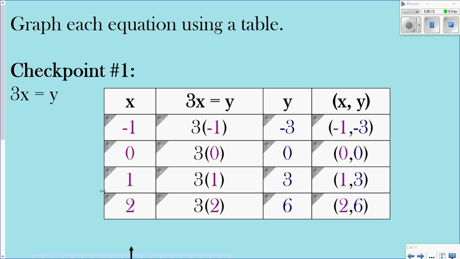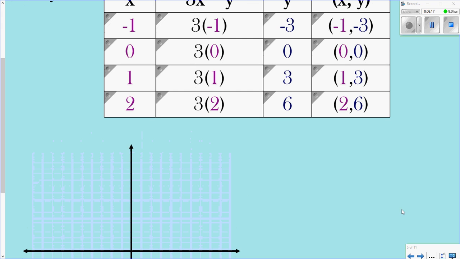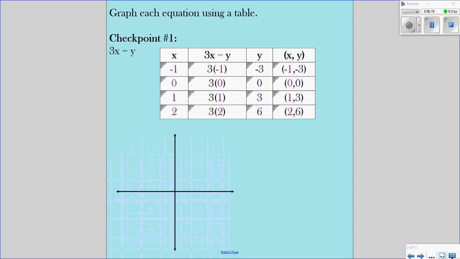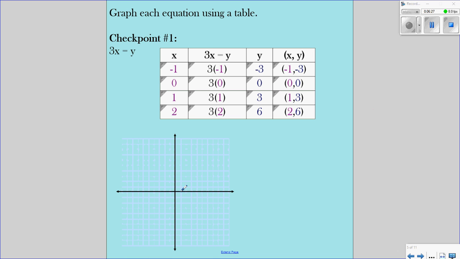So once I found my coordinates, I plotted it on the graph, which I will do. So let me expand this and then start plotting on the graph. Let me choose red so that we can see it through this faint line. So we got -1, -3. That's my first point. Then 0, 0. Then 1, 3. And then 2, 6.